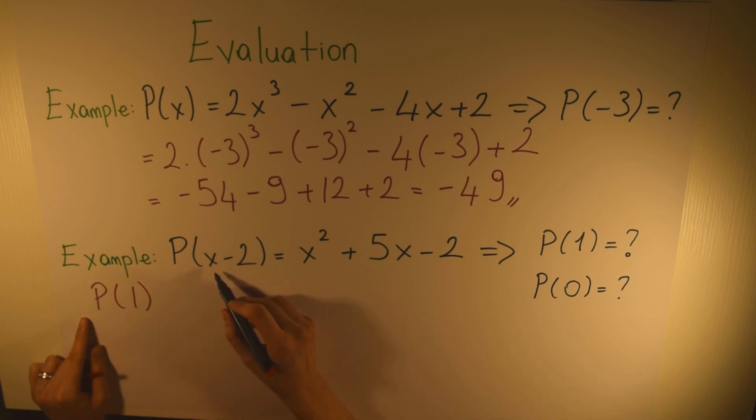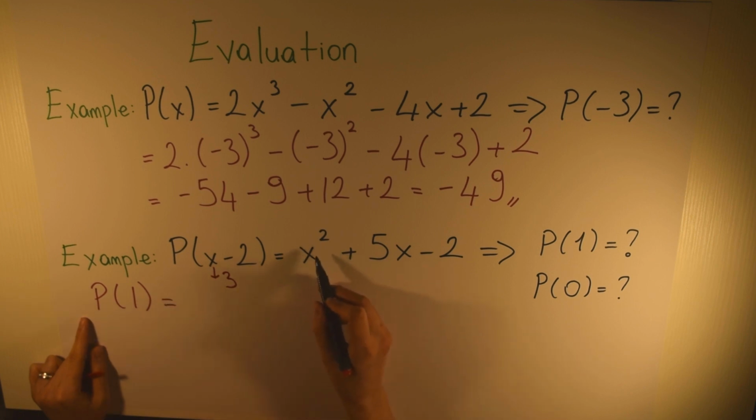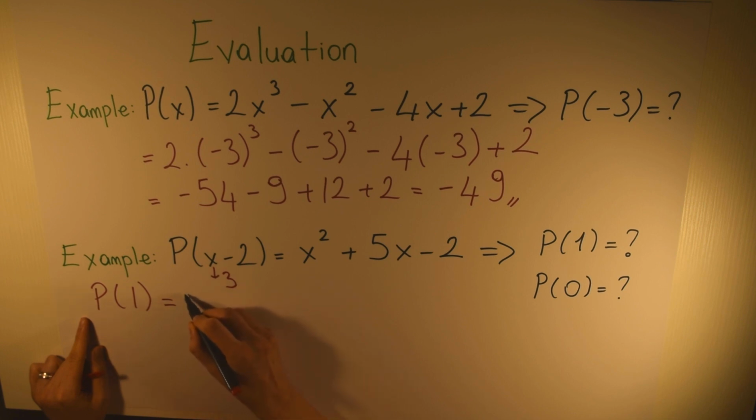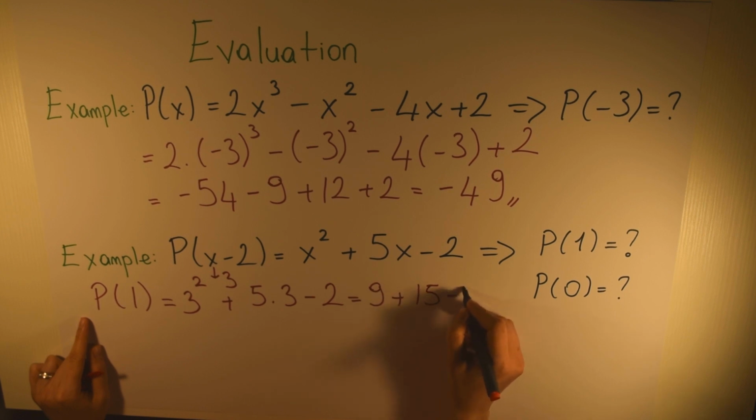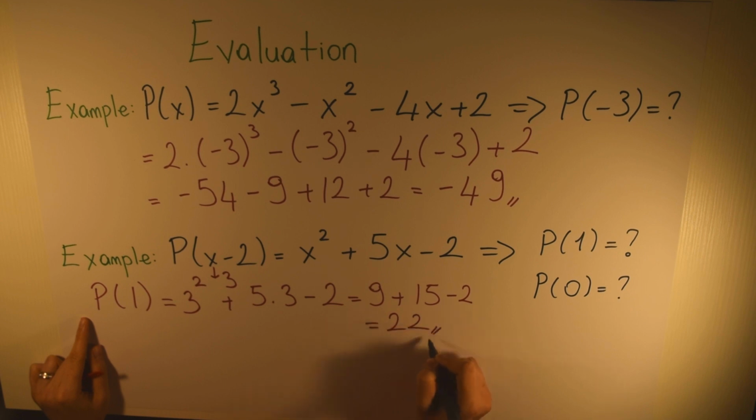So instead of x, what should I put? Here I should put 3, right? Because 3 minus 2 makes 1. So which means here instead of x I will put 3. So here we have 3 to the power of 2 plus 5 times 3 minus 2, and here we get 9 plus 15 minus 2, and we get 22 from here.